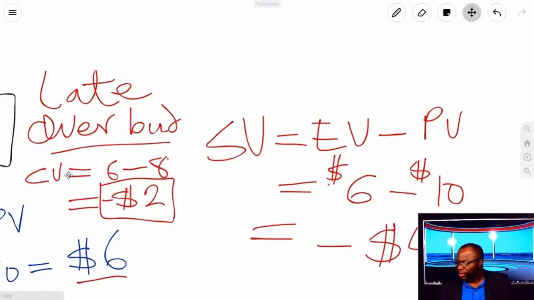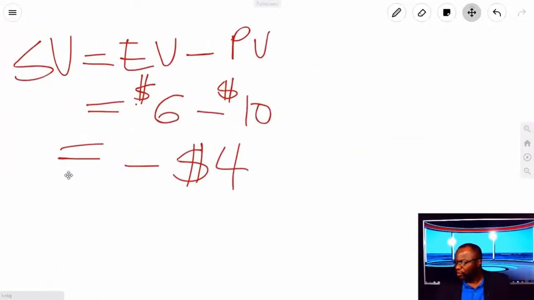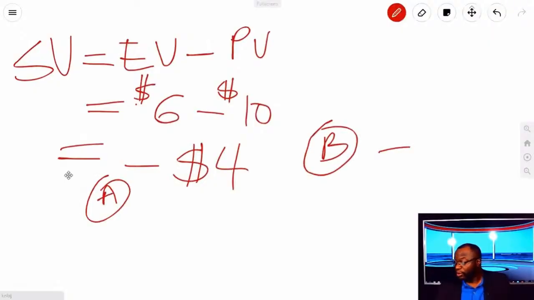Now, on the exam, you know what they could do to you? They could give you options as minus 4 for A, and minus $4 for B, or minus 4 with no dollar sign. You see that trick? There's a difference between the minus $4 and the minus 4. If you choose the minus 4 on the exam, you're going to get it wrong.